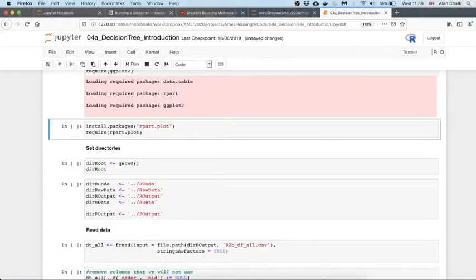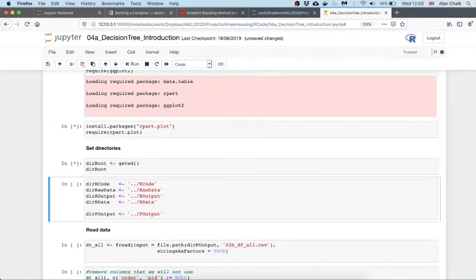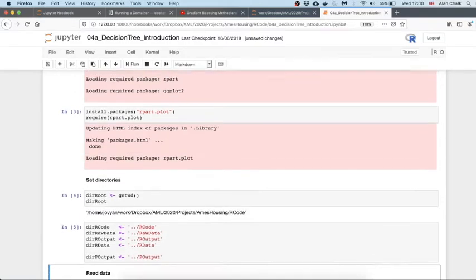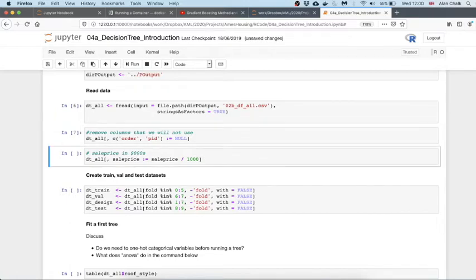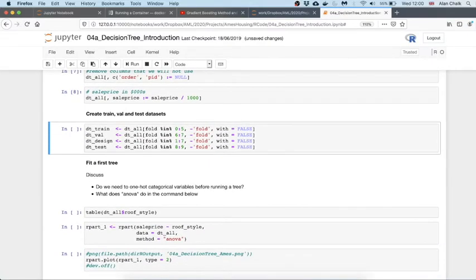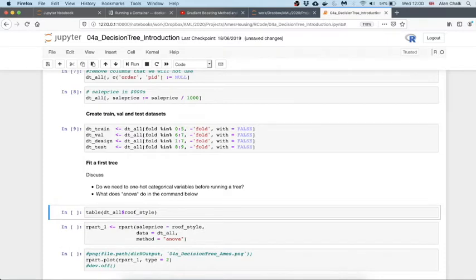You don't need to be familiar with R to follow along. I'm just installing one package here to plot the trees and setting up some directories. The CSV is the Ames data, removing some columns which we're not going to use and putting sale price into thousands, setting up our various different test sets: train, val, design, which is train and val together, and test, just like normal. Let's fit a tree.